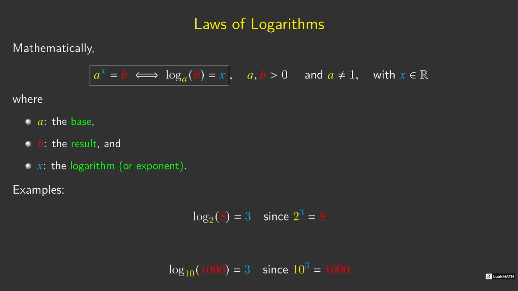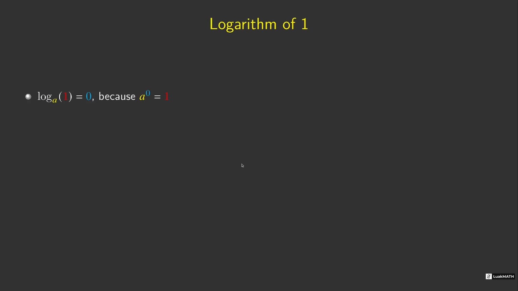Now let's look at some of the rules when dealing with logarithms. And the very first one is logarithm of 1. We say logarithm of 1 to base a equals 0. And that's because a raised to 0 equals 1. Now you see the connection between exponentiation and logarithm. Okay? Now it doesn't matter what a is. As long as the exponent is 0, it equals 1.